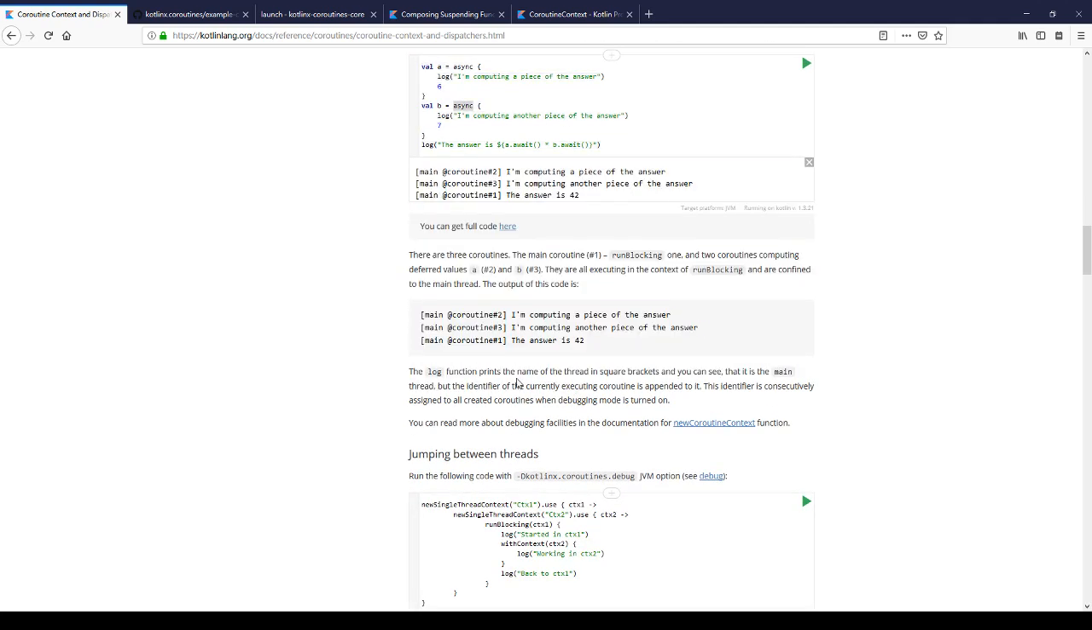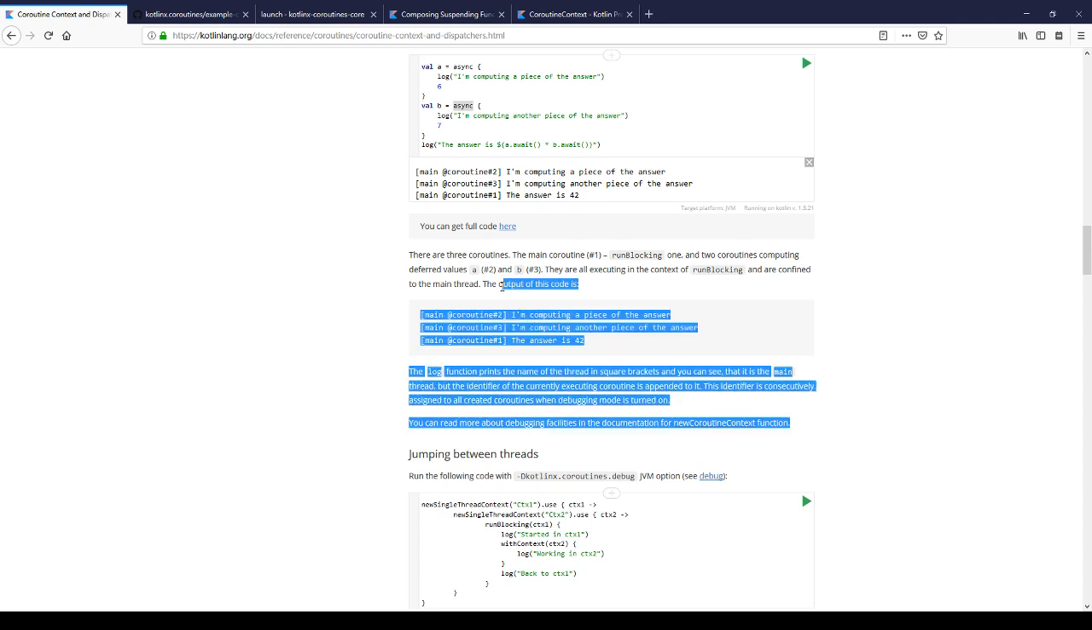The log function prints the name of the thread in square brackets. And you can see that it is the main thread, but the identifier of the currently executing coroutine is appended to it. This identifier is consecutively assigned to all created coroutines when debugging mode is turned on. Yes, that is handy. You can read more about debugging facilities in the documentation of the newCoroutineContext function. Okay, I think that's all for today.